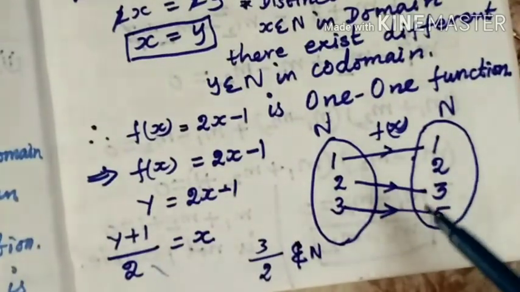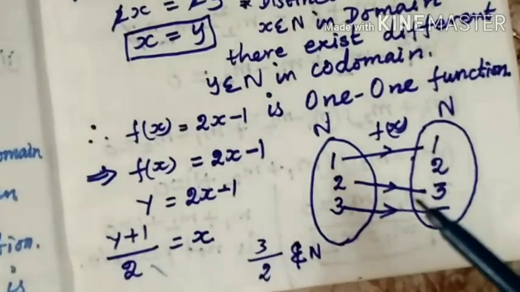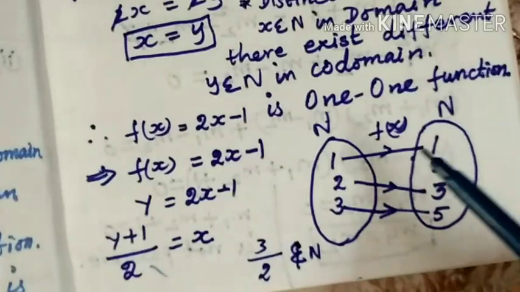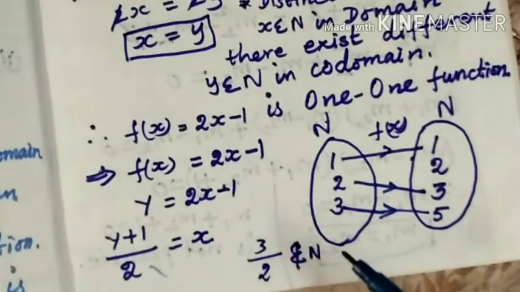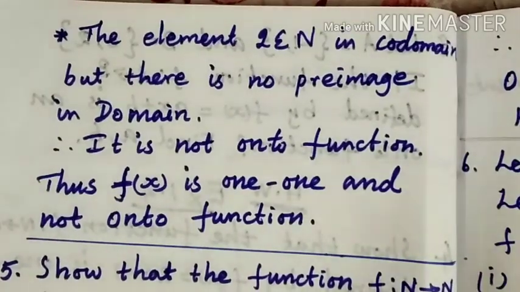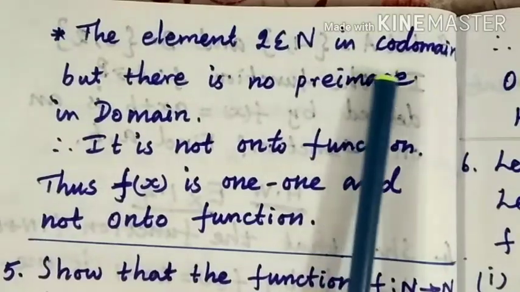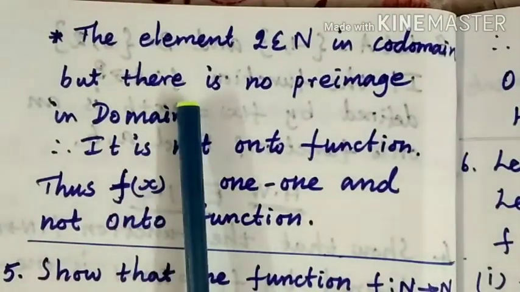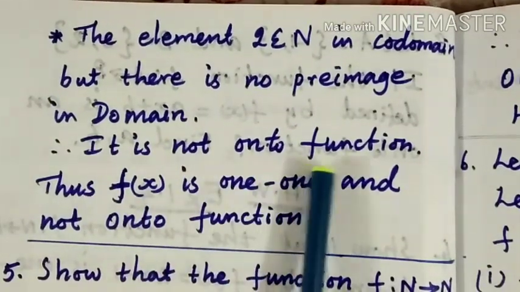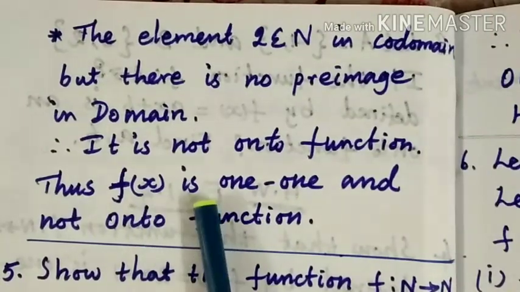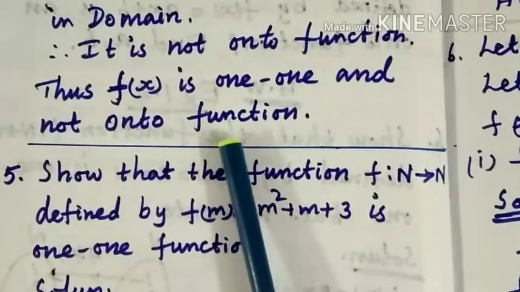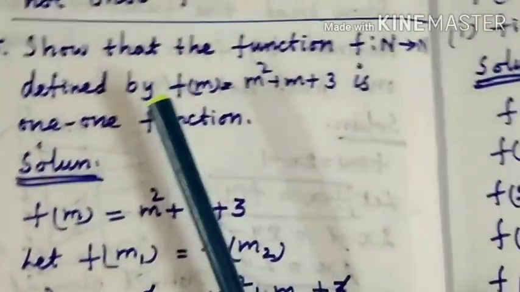Then it is not an onto function, because in an onto function every element in the codomain has a pre-image in the domain. See the reason: the element 2 belongs to natural numbers in the codomain, but there is no pre-image in the domain. Therefore, it is not an onto function. Thus, f of x is one-one and not onto. Hence proved.